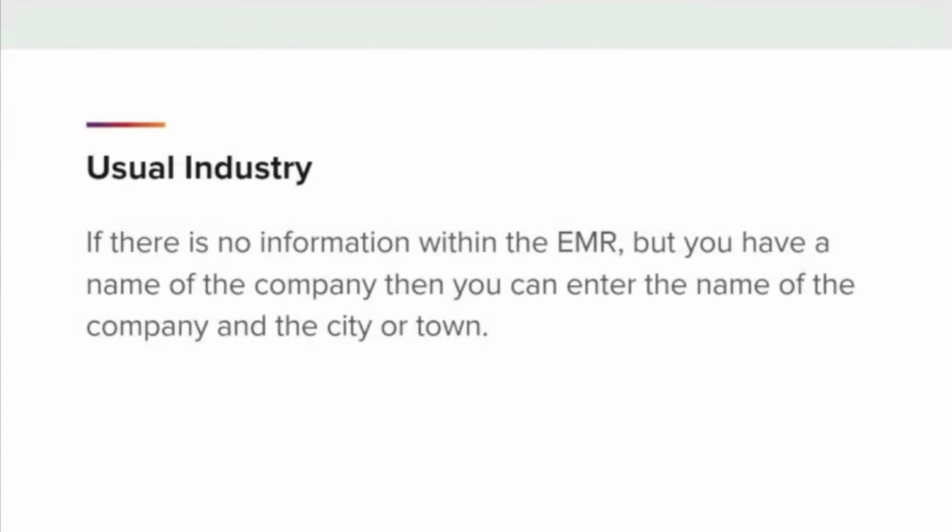If there is no information within the EMR about what the patient did for a living, but you have the name of the company, then NAACCR instructs us to enter the name of the company and the city or town. This information can then be used at the central or regional registry where they might determine the type of activity that was performed at that location.